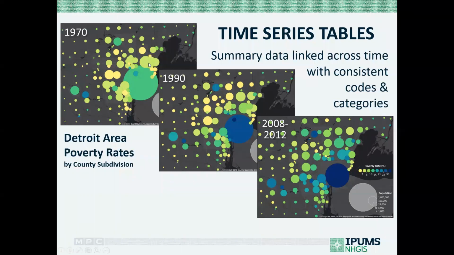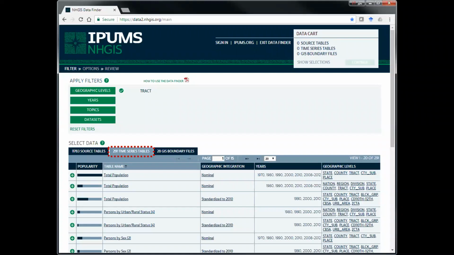Here's an example of poverty rates in Detroit for county subdivisions. Using NHGIS, you are able to download these poverty rates for county subdivisions in one file for all of these years. You don't have to go searching around for the specific tables from each of these years that provide poverty rates. In our system, the time series table data appears here between the source tables and boundary files.